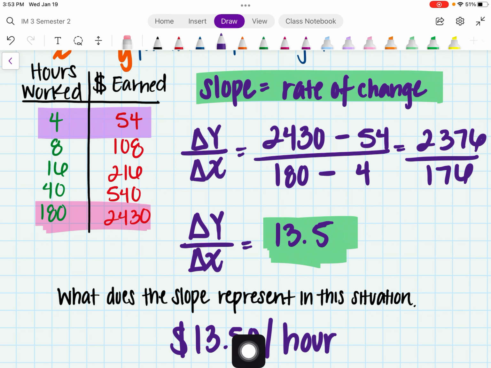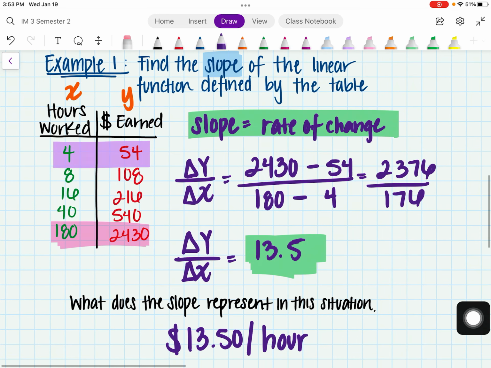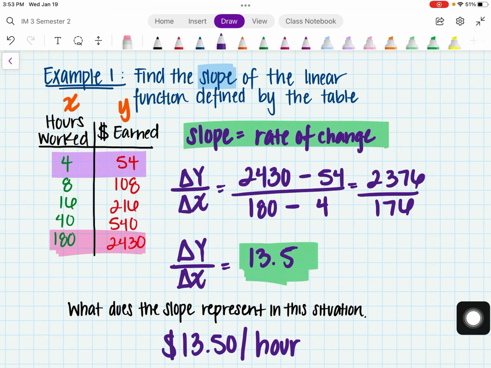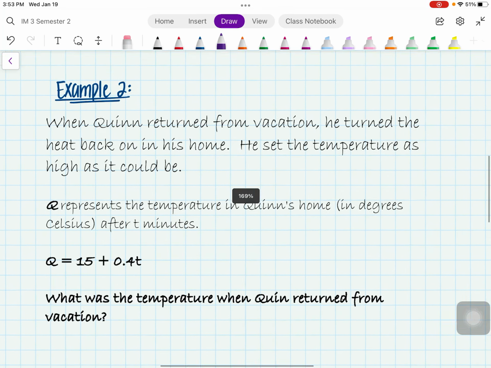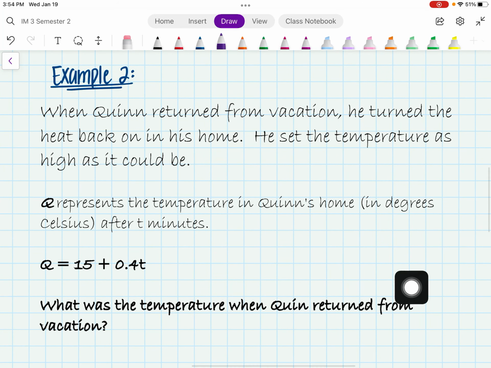So once again, it's Y over X. Y is the money, X is the hours. So it's 13.50 an hour. All right, so that's once again finding rate of change. So let's go ahead and take a look at our next example here.